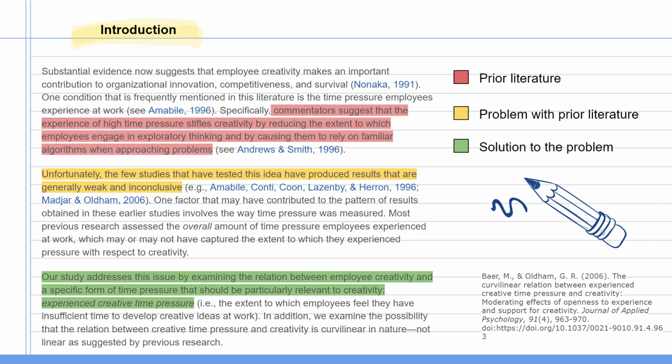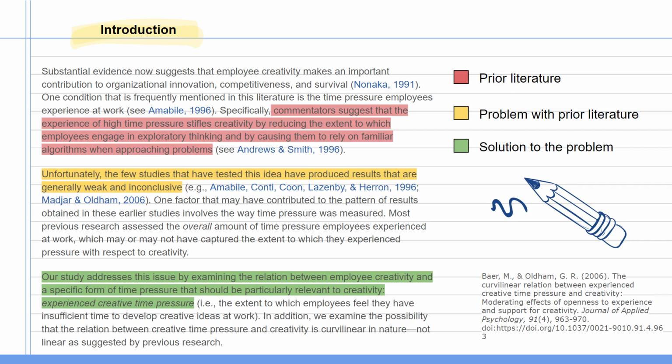In red, we had the prior literature. This is what other scientific researchers have found about this topic in the past. We have the sentence, "Commentators suggest that," so this is prior literature. Then, the problem with the prior literature. Very helpfully, the sentence begins, "Unfortunately," right? I mean, you know that there's going to be a problem.